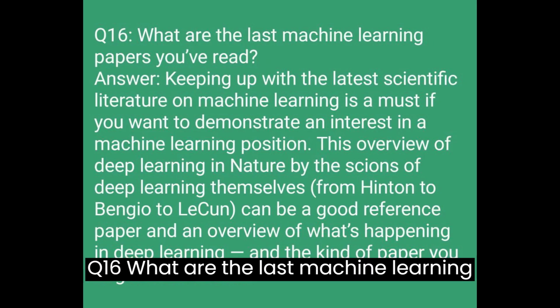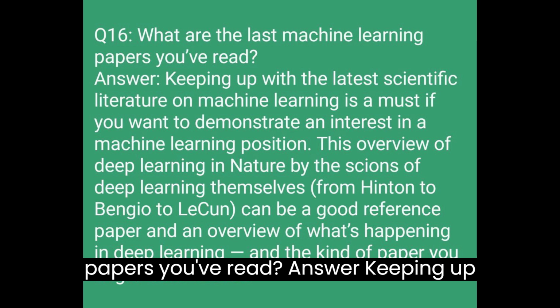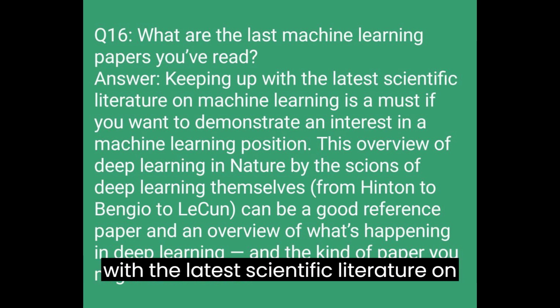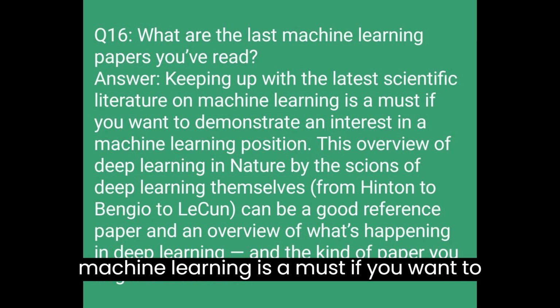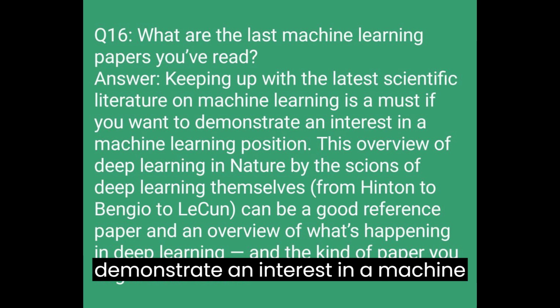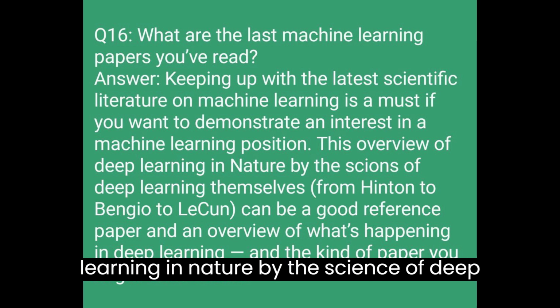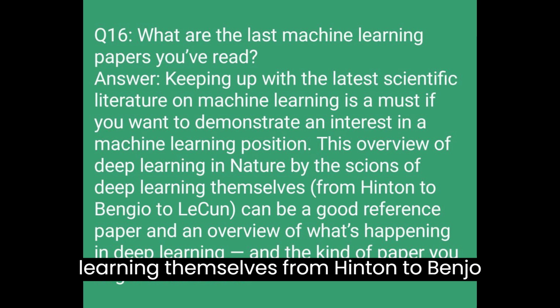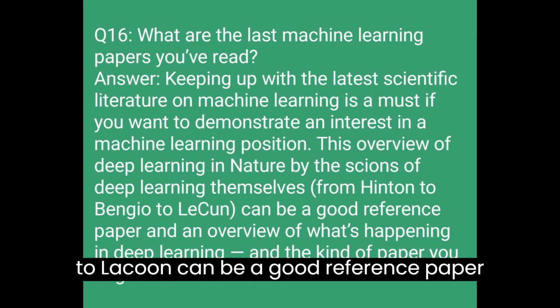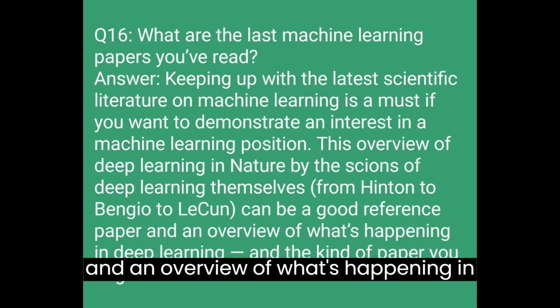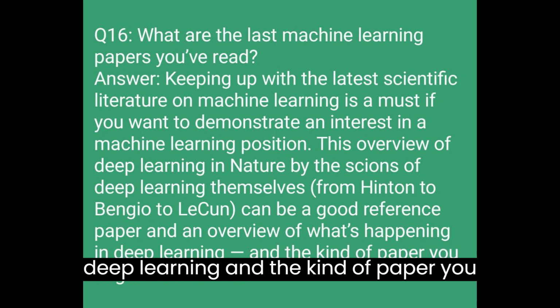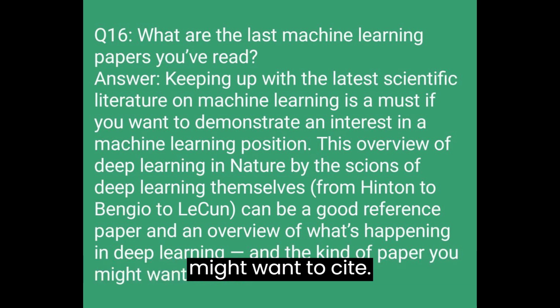Q16. What are the last machine learning papers you've read? Answer. Keeping up with the latest scientific literature on machine learning is a must if you want to demonstrate an interest in a machine learning position. This overview of deep learning in Nature by the scions of deep learning themselves, from Hinton to Bengio to LeCun, can be a good reference paper and an overview of what's happening in deep learning and the kind of paper you might want to cite.